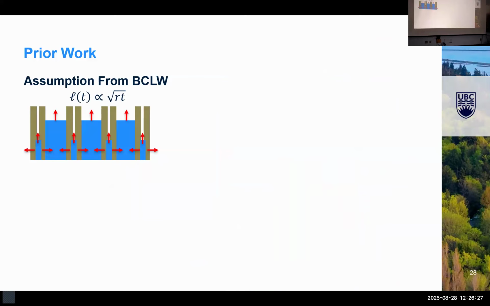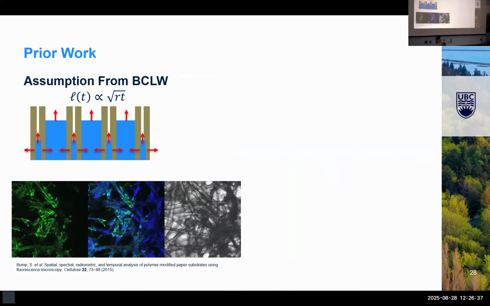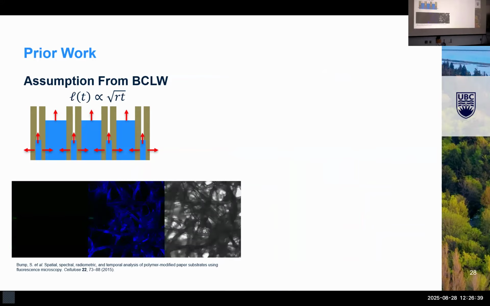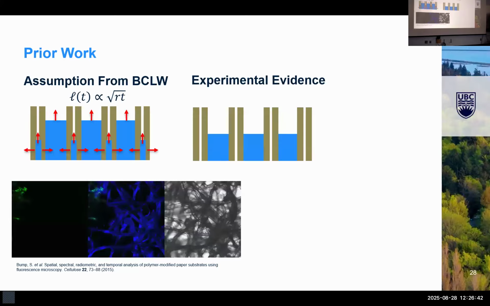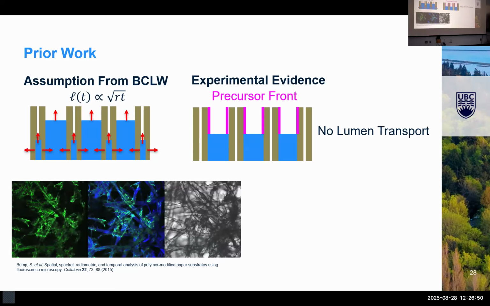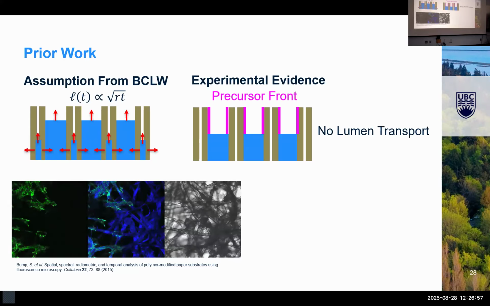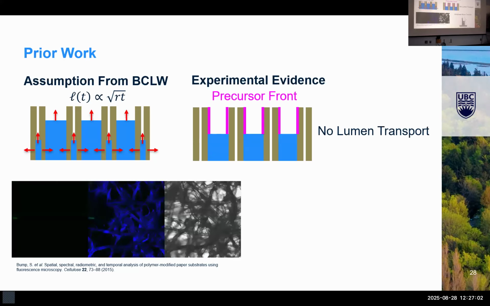But then it turns out that experiments don't necessarily agree. There's a study done about 10 years ago, with nice fluorescence microscopy videos, which showed that it's not actually the spaces between the fibers that are filling up the fastest. Rather, there's this precursor front, which goes ahead in those microchannels on the outside of the fibers. And no evidence of lumen transport either. But these microchannels are so small and they have a way higher resistance, so there must be some additional mechanism going on beyond just the capillary pressure that's driving the liquid.